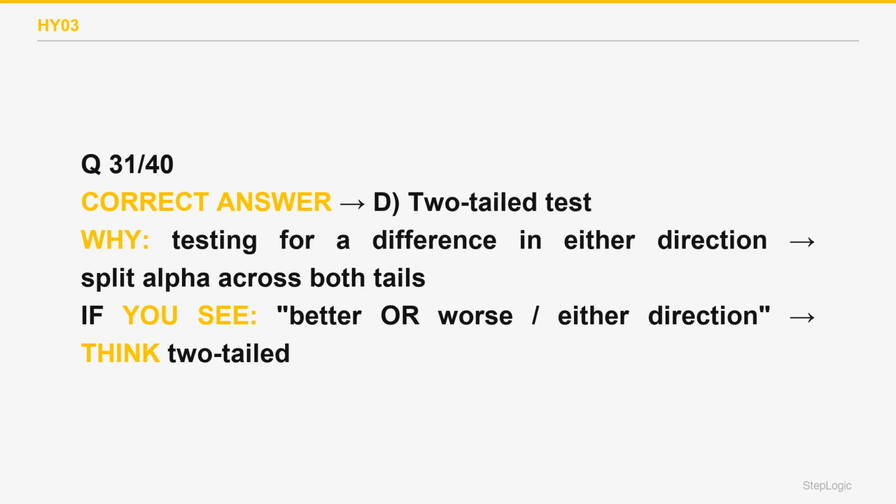A one-tailed test only looks for a difference in one pre-specified direction and would miss an effect the other way, so it does not fit the question, choice A wrong. A non-inferiority test is a one-sided design, asking only whether a drug is not worse by a margin, not whether it differs in either direction, choice E wrong. Detecting a difference either way calls for a two-tailed test.